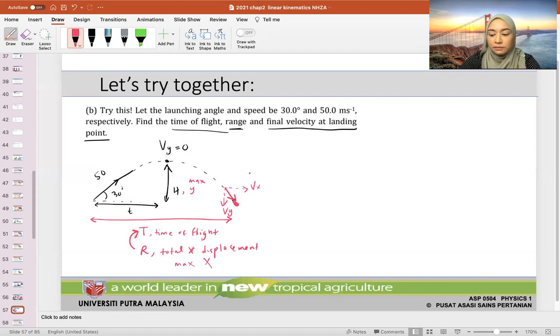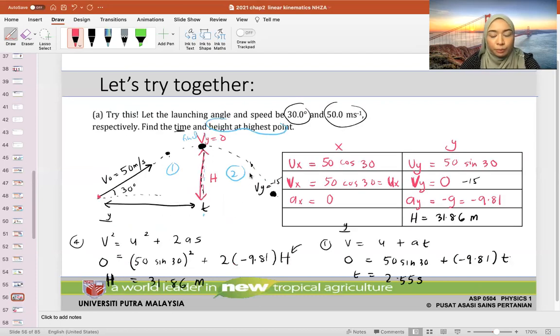Okay, so what is the information that we know so far from our previous example tadi? So we know that the time taken to reach the maximum point is 2.55 seconds, and the maximum height is 31.86. We can use this information sebab kita dah solve. This is part A, so you can use it to solve for part B.